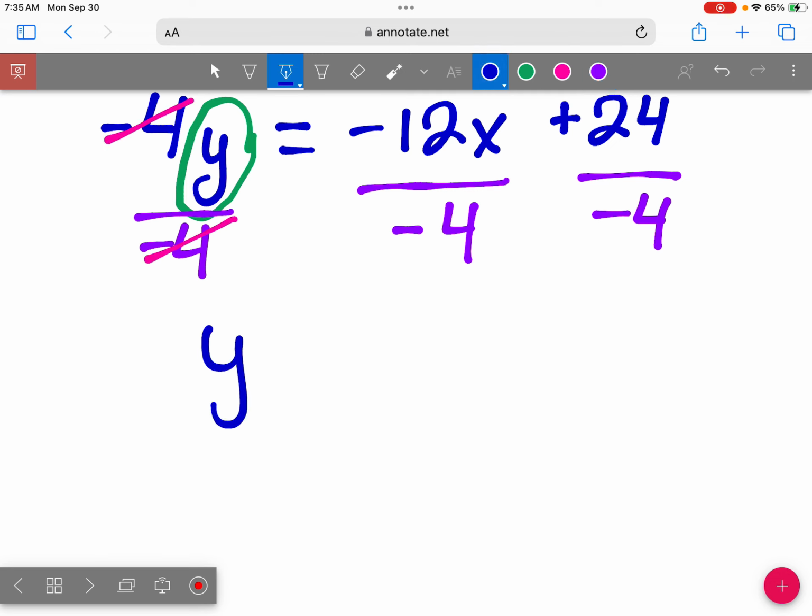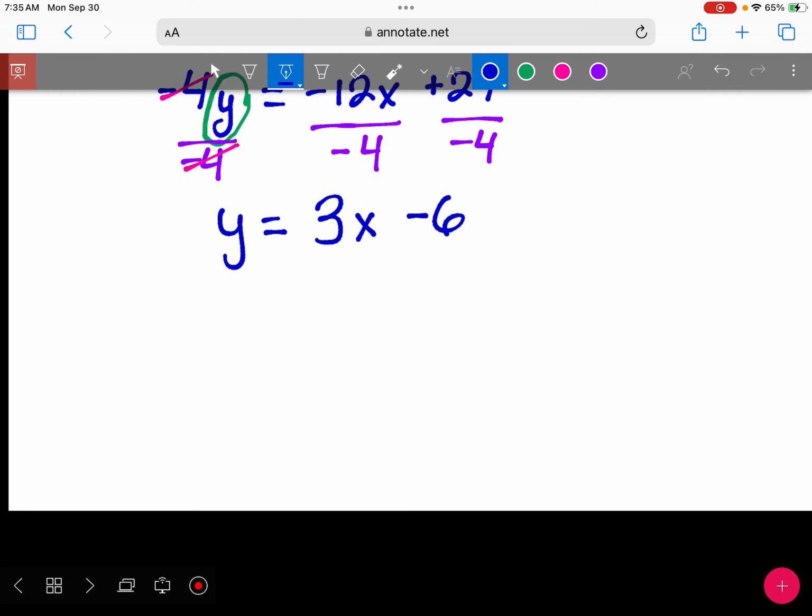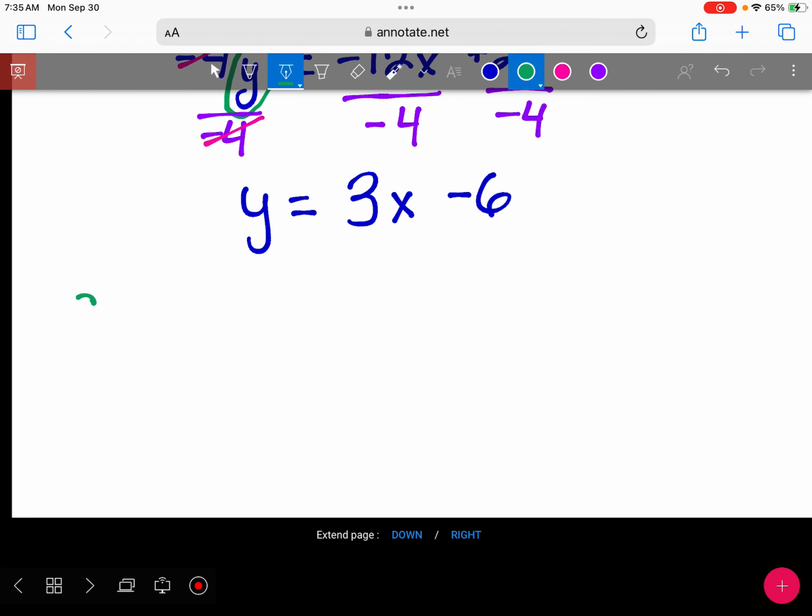So my negative 4 and my negative 4 are going to cancel out. We've got our y equals, what's negative 12x divided by negative 4? 3x. Do not drop the x. And how about 24 divided by negative 4? Negative 6. So what is our slope? So that's our slope-intercept form. Our slope is 3 over 1, or just 3. Either way is fine.